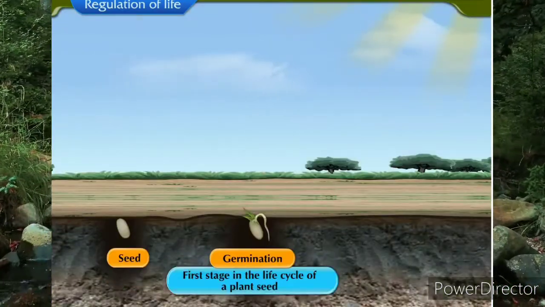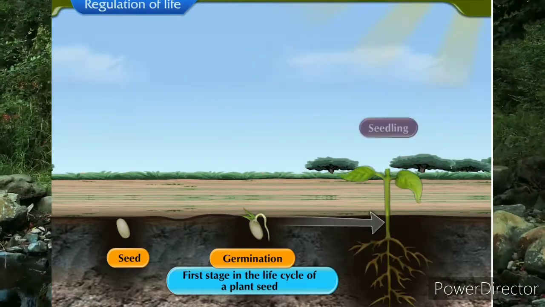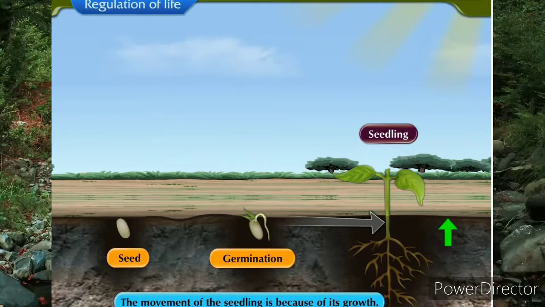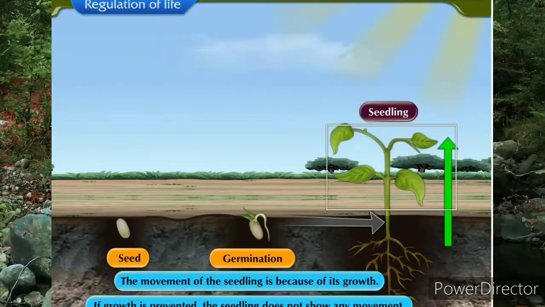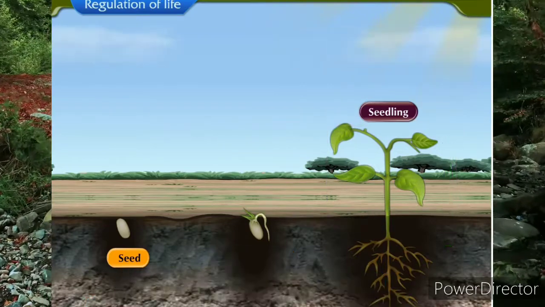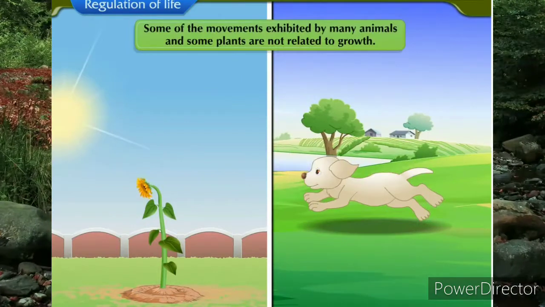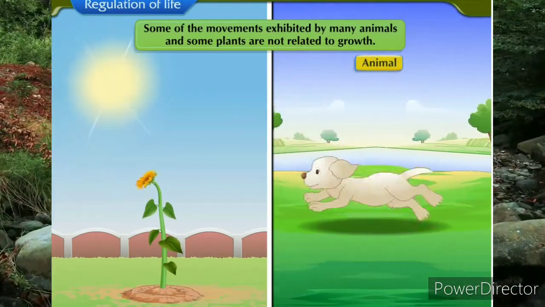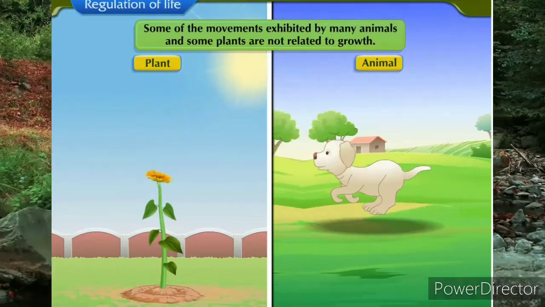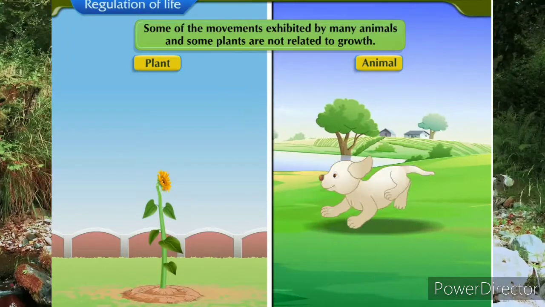Germination is the first stage in the life cycle of a plant seed, which ultimately develops into a seedling. The movement of the seedling is because of its growth. If growth is prevented, the seedling does not show any movement. Some of the movements exhibited by many animals and some plants are not related to growth. Let us look into some examples to understand this.